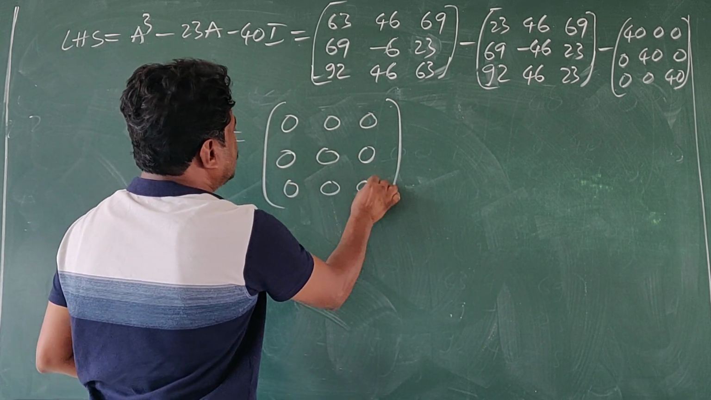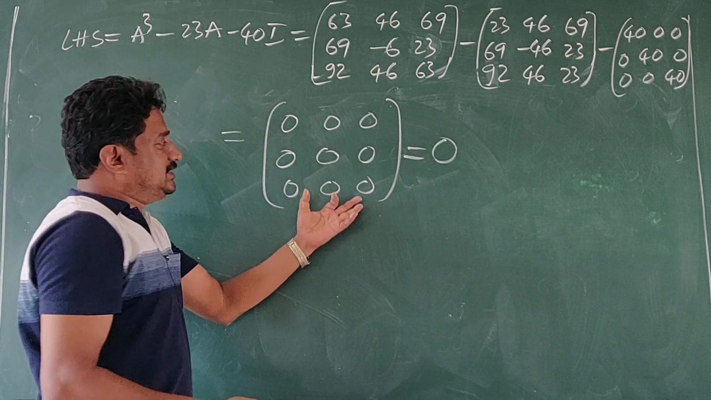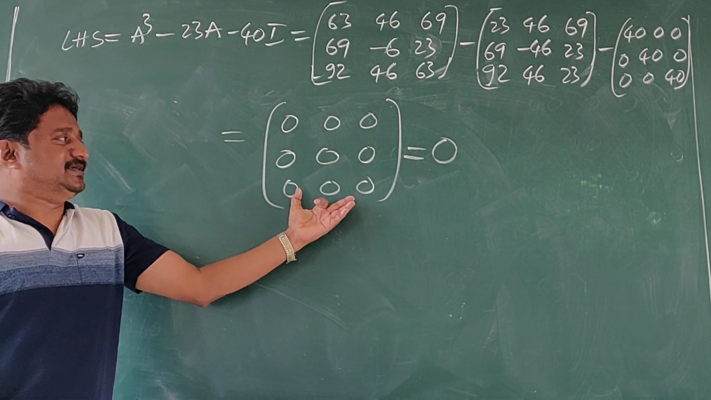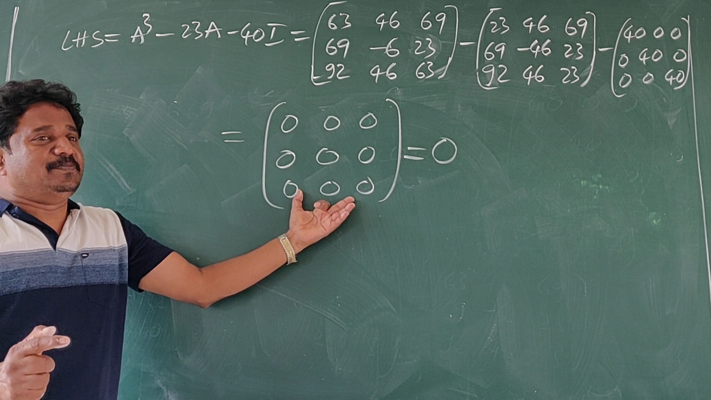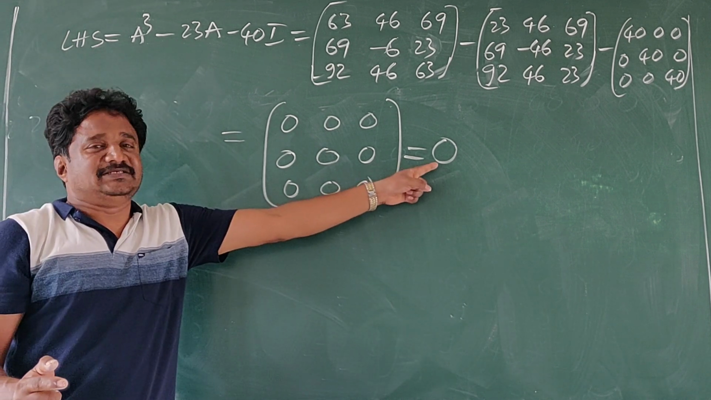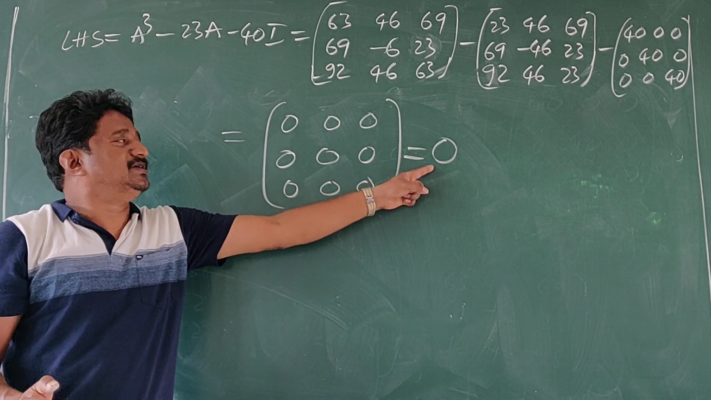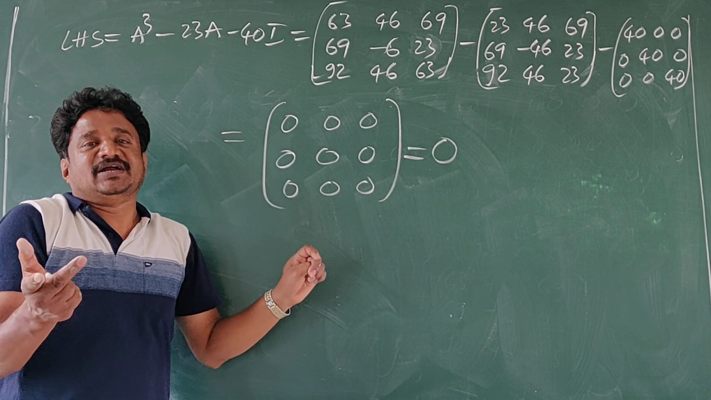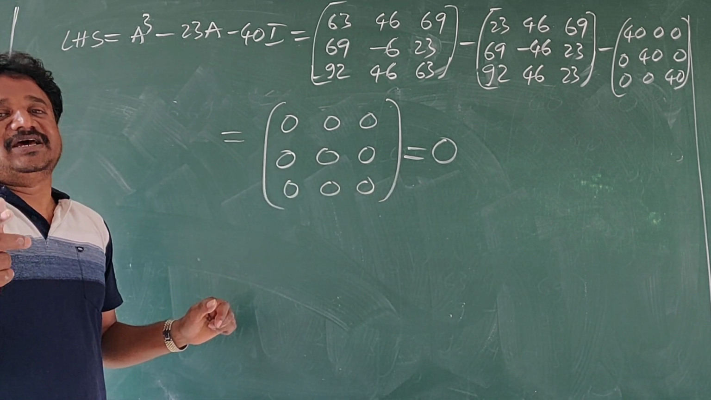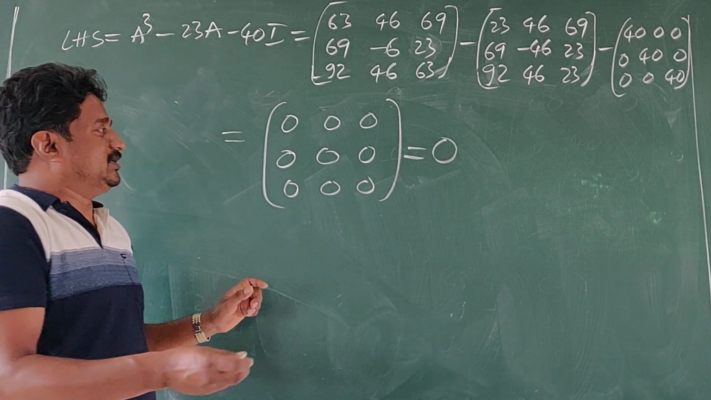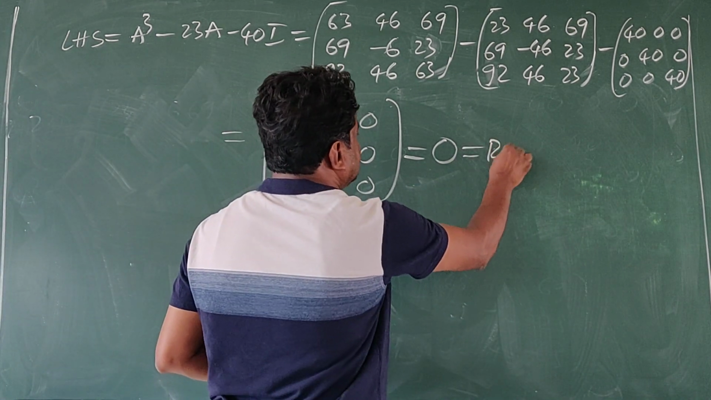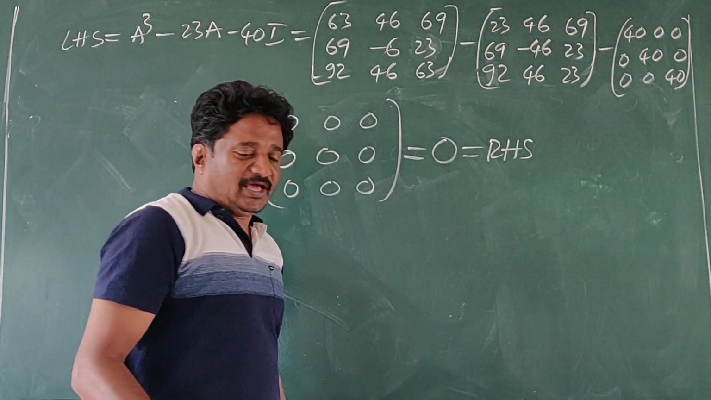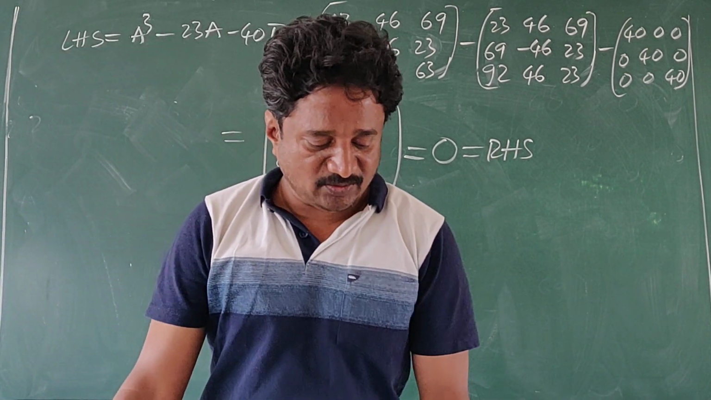0, 0, 0. You see this null matrix. How do you represent null matrix? By the symbol O. O means null matrix, zero matrix. A matrix which contains all its elements as zero is called zero matrix. We proved it with RHS. Proving LHS is equal to RHS is over.